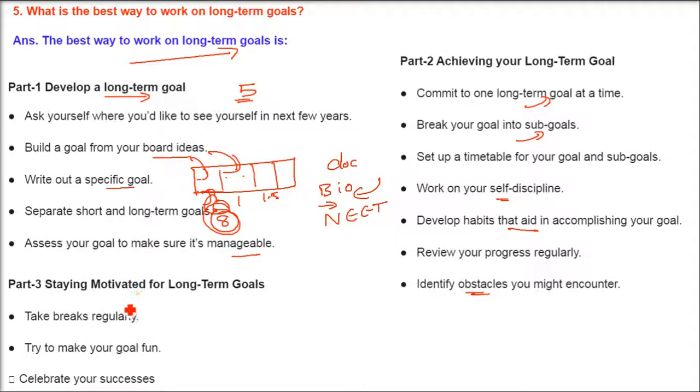And finally, staying motivated, because long term is really, really long. You'll get crests and troughs, obstacles, problems. So take breaks regularly, try some fun, okay? And whenever you achieve a small-term goal, celebrate your success, okay? Because if you're happy, you will be motivated. Then only can you achieve this long-term goal, because this is really long term.